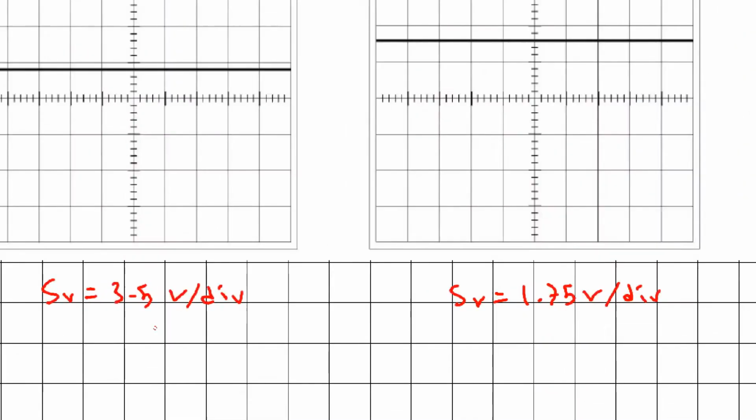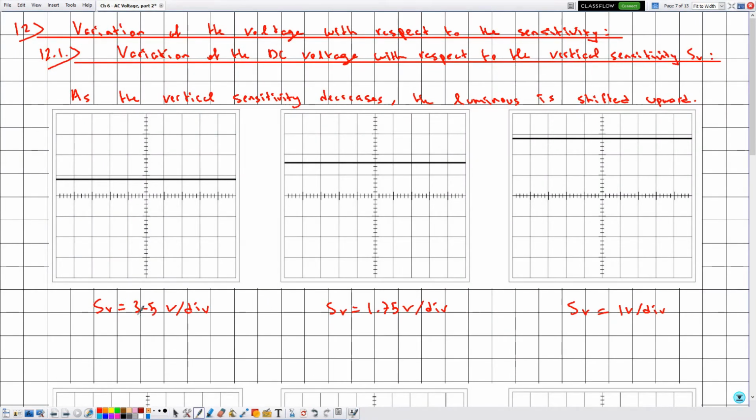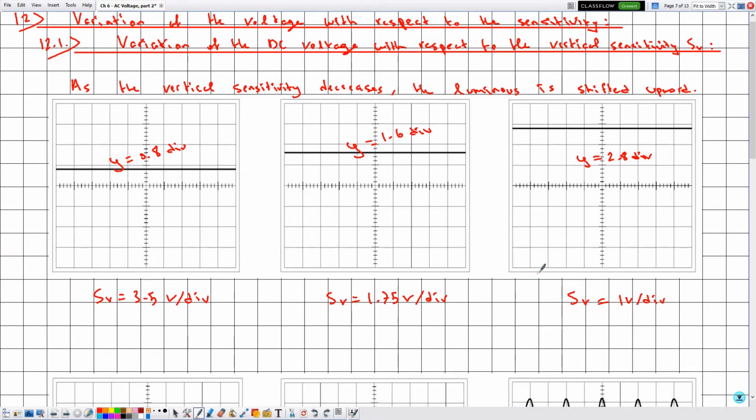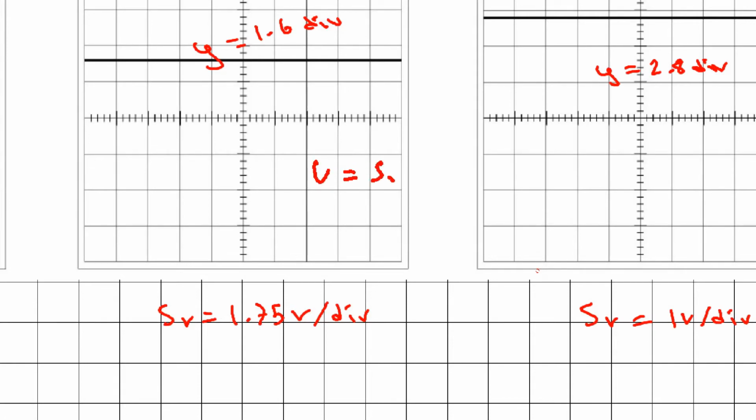So as you can see, as the value of the vertical sensitivity decreases, here the value of y is 0.8 divisions, here y is equal to 1.6 divisions, and here the value of y is 2.8 divisions. Now as you can see, as the value of SV decreases from 3.5 to 1.75 to 1, the value of y increases. Okay, so this is an important property, and this can be seen from the formula, which is given by U equal to SV multiplied by y.